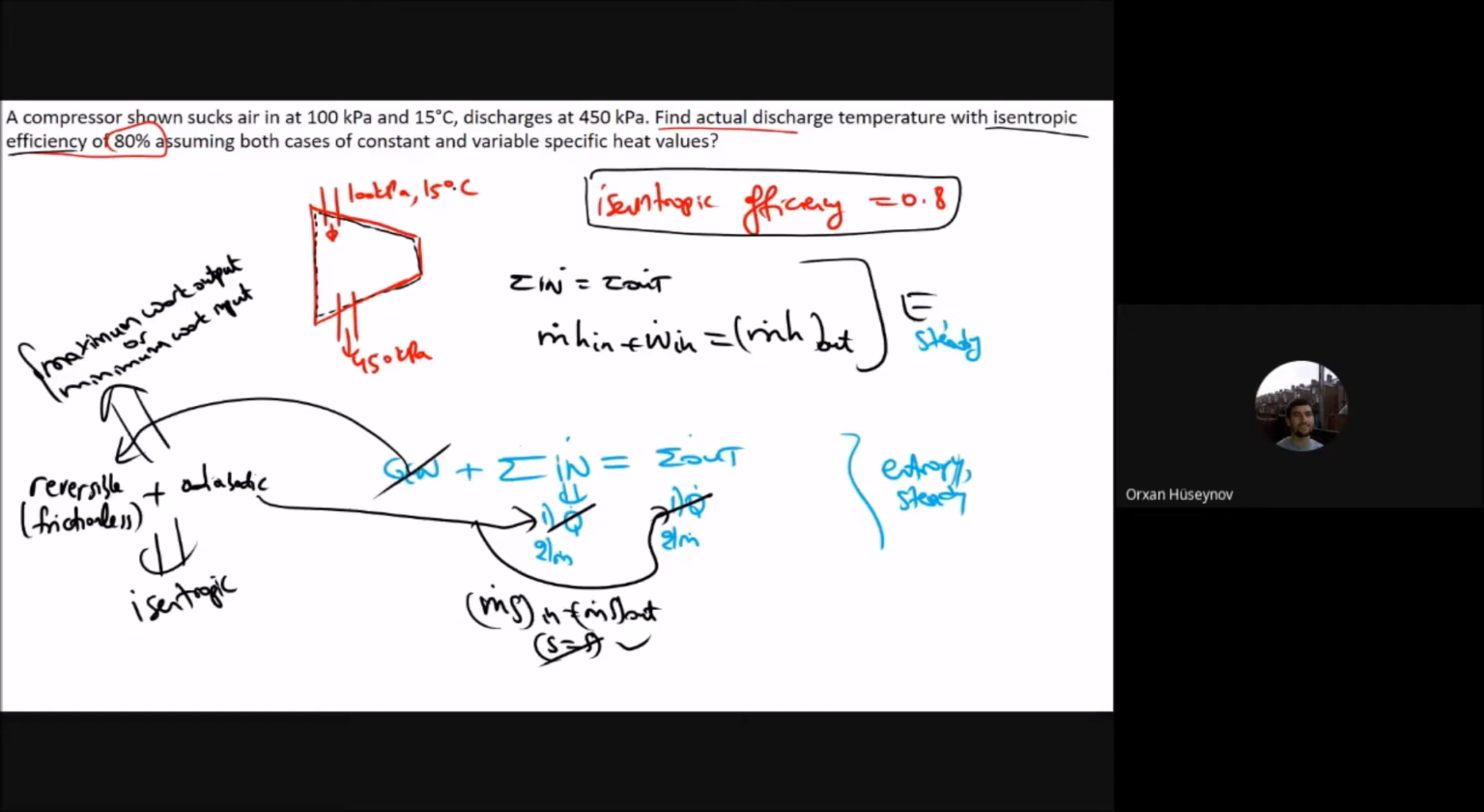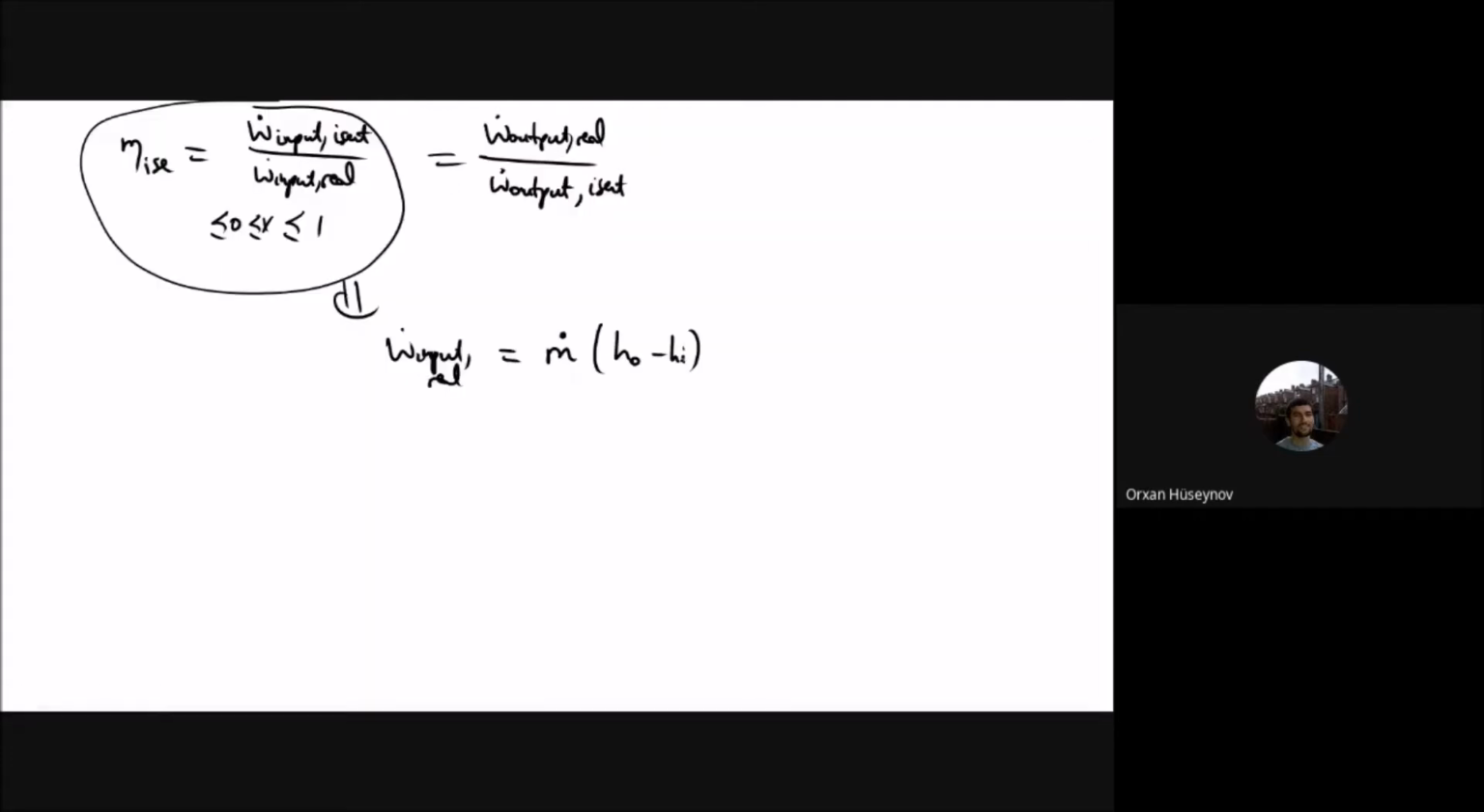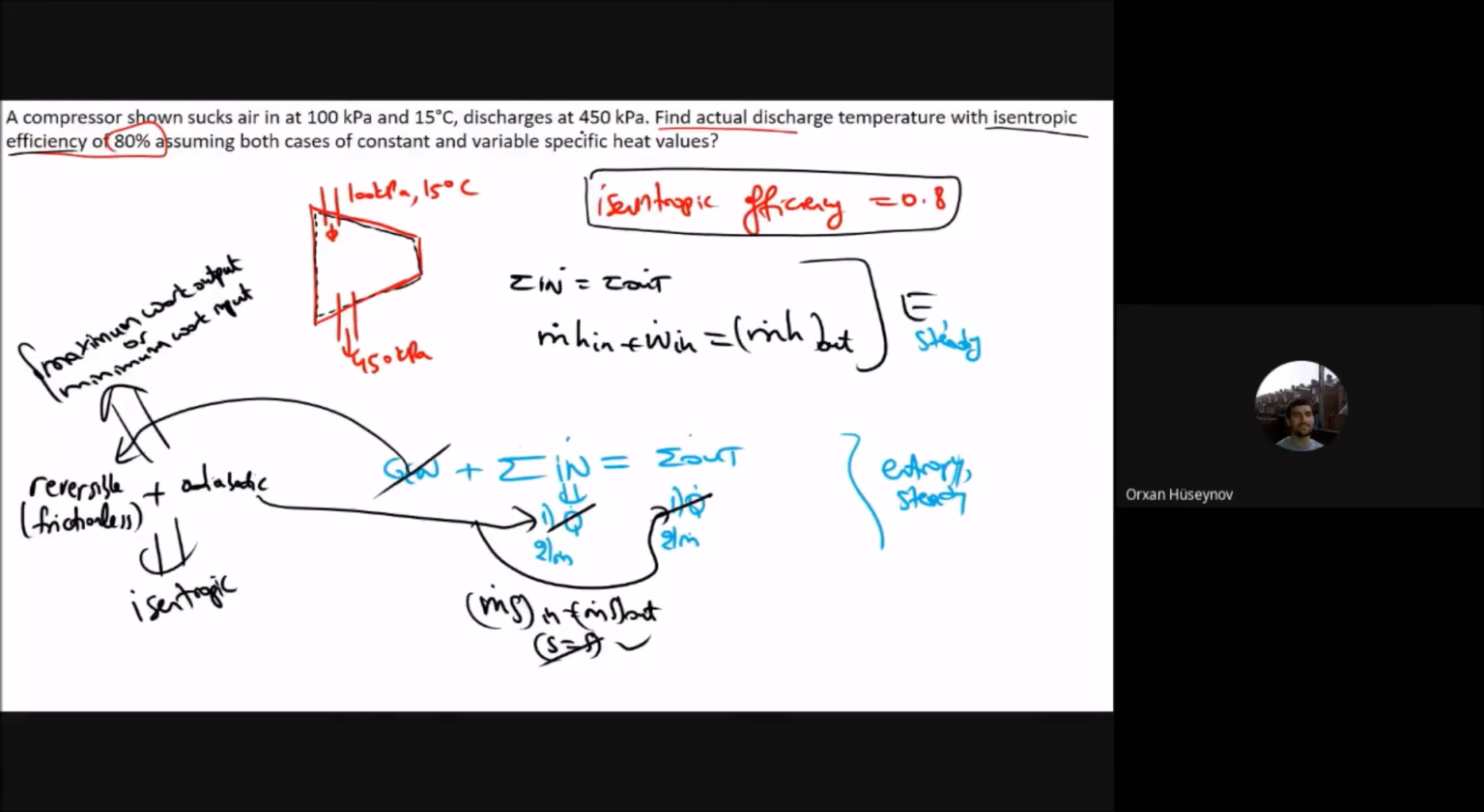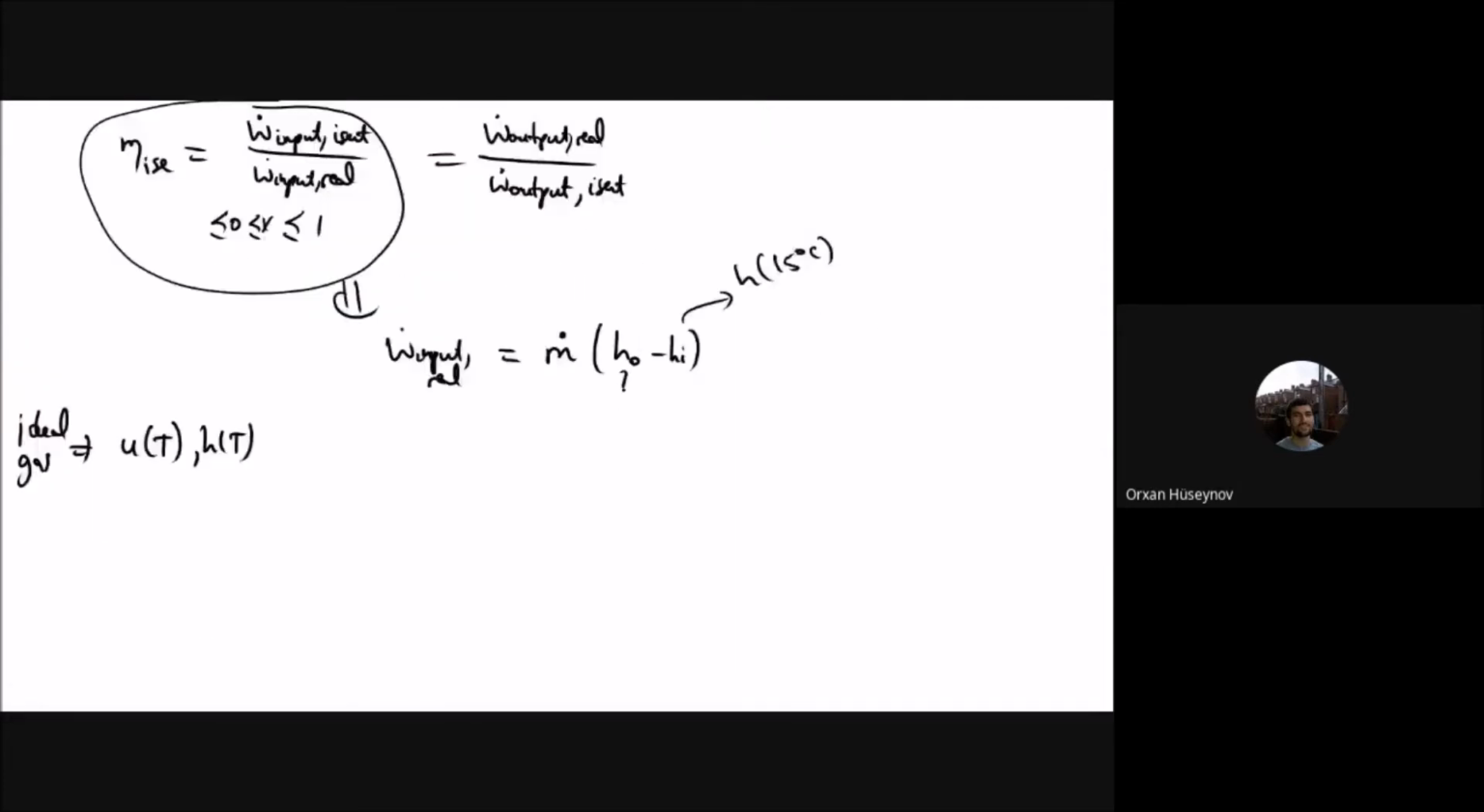Okay. For the real one, so for inlet, I know two properties, which is 100 kilopascal and 15 degrees Celsius. Therefore, I can find it easily. So for inlet, it will be 15 degrees Celsius. And since it is ideal gas, I should take it as ideal gas. For ideal gases, U is a function of temperature only, and enthalpy is a function of temperature only. Therefore, 15 degrees is enough. And for outlet, the temperature is not given, only pressure is given. Therefore, I cannot find the outlet properties here. And now comes the isentropic case. So I will do that now.